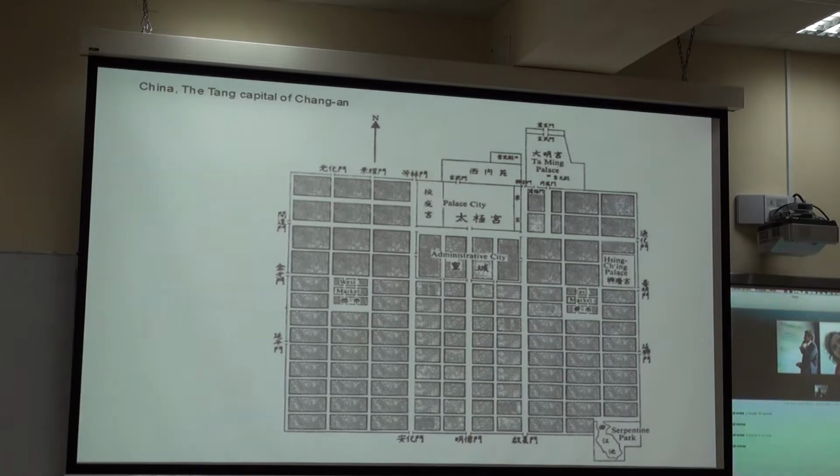Here you see the layout of Chang'an, which is now Xi'an, the old capital of the Tang Dynasty, the first real capital of China, which has exactly this kind of square grid. Again, like in the Roman Empire, with administrative centers, leisure places, a palace complex, and markets. So everything a city needed to operate.